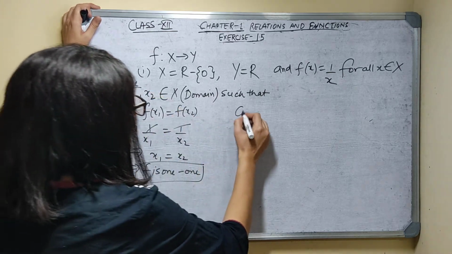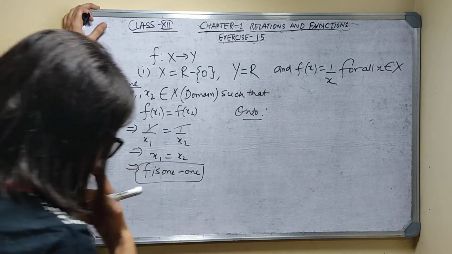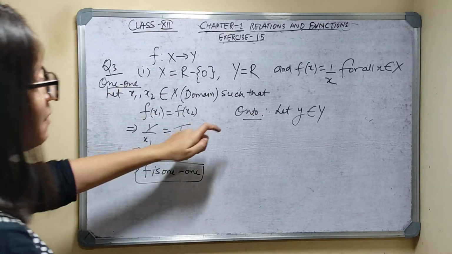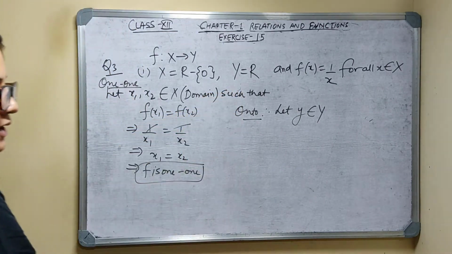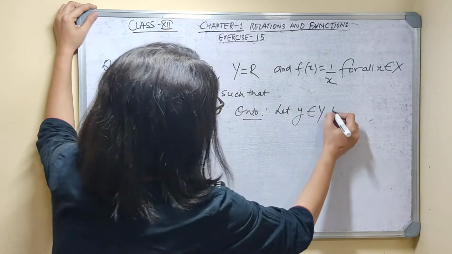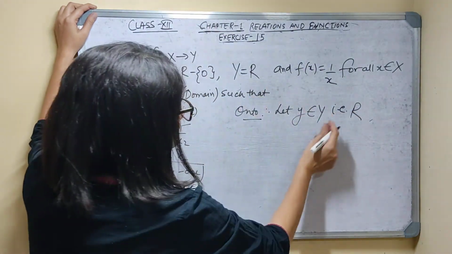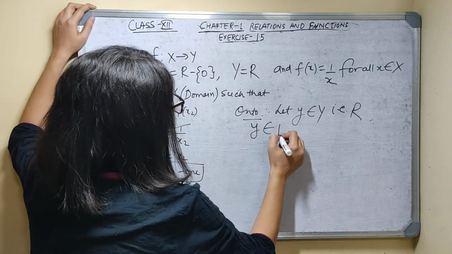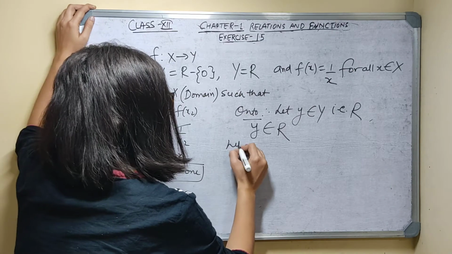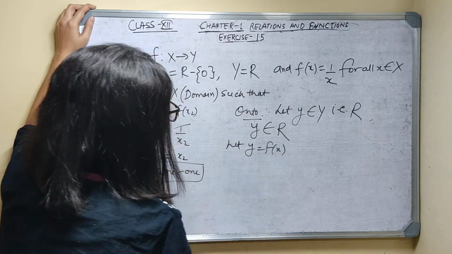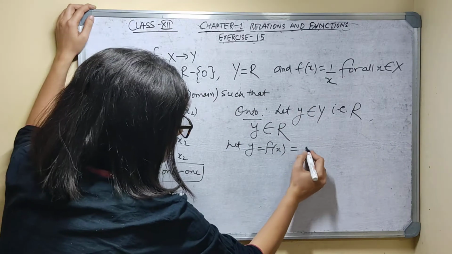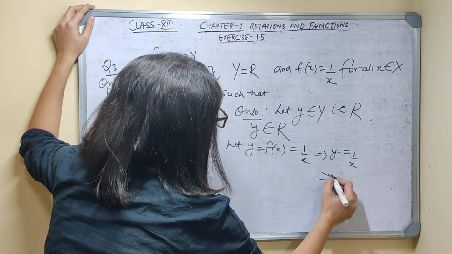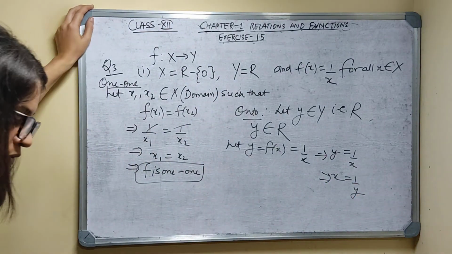Now for onto function, let y belong to the codomain. Let us take any arbitrary element from this set, the codomain, that is y, which belongs to Y, which here is R, real numbers. So y belongs to R. Let y is equal to f of x, which is 1 by x. So y is equal to 1 by x, or I can say x is equal to 1 by y.